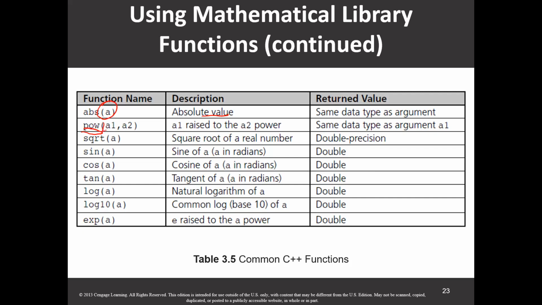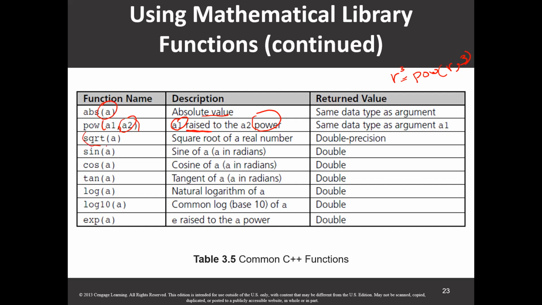POW, P-O-W, is going to take two variables, let's call them A1 and A2. A1 is the base and A2 is the power, the exponent. So for example, if we want to say R to the power of 3, exactly like that question, we say POW, P-O-W, R, 3. That means R, the base, raised to the power of 3. Of course, you will already have defined R.